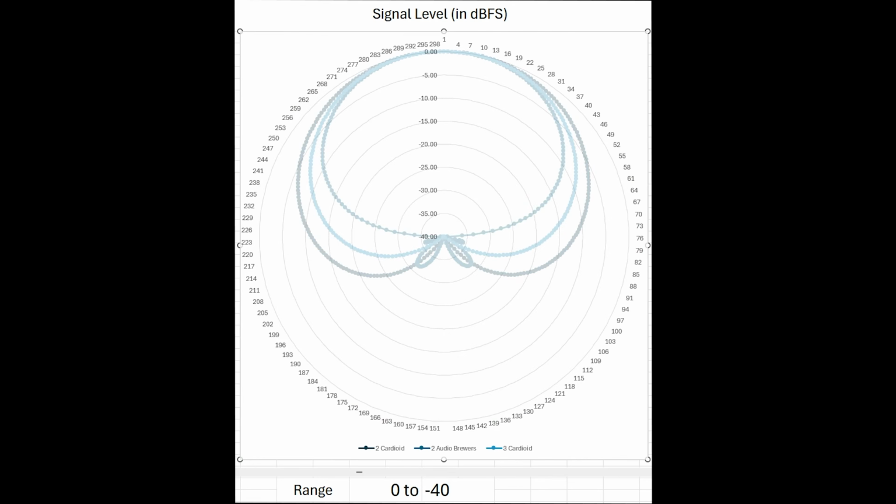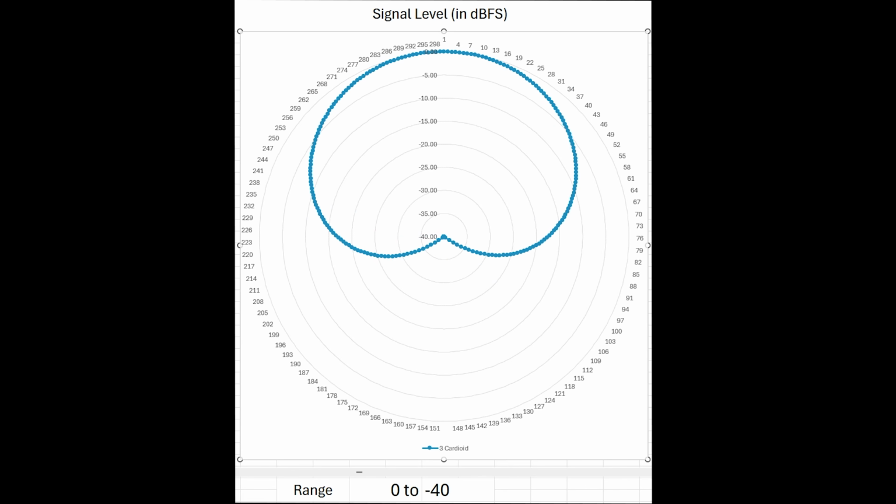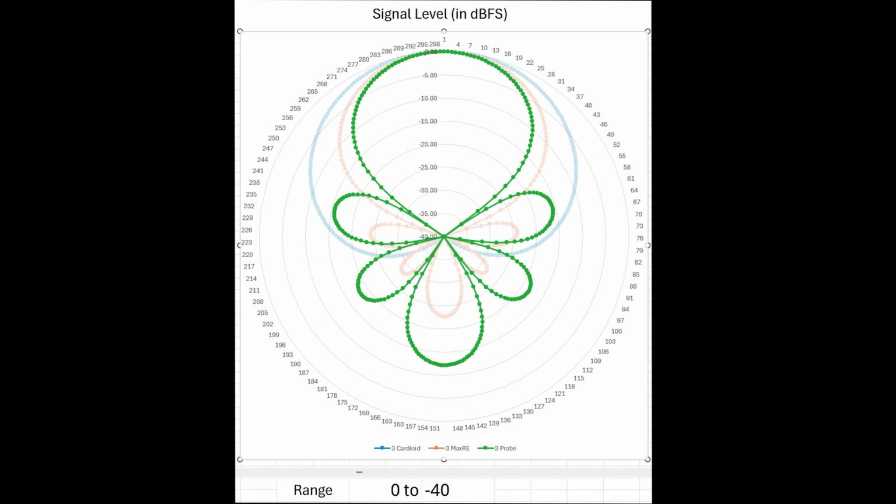Let's just continue exploring. Let's just move to the world of third order ambisonics. You have the cardioid signal. Now let's explore the max-re and the probe signals. In the max-re, you have a narrower signal, but with the expected blobs. And then in the probe, again, you have a lot of blobs happening on the sides and behind. So it's much more narrow, but you have a lot of sound coming from the sides.